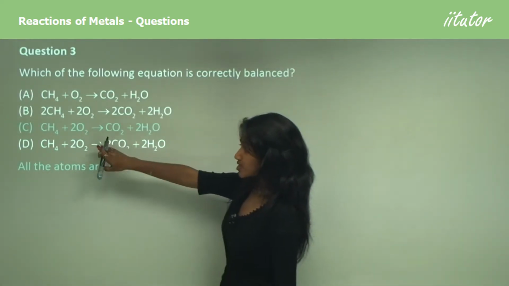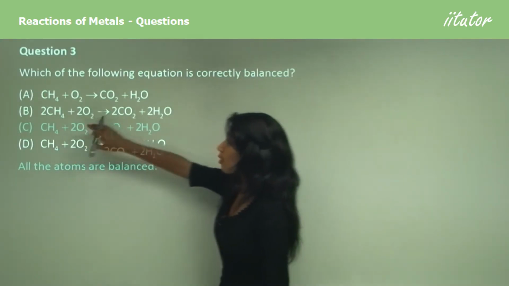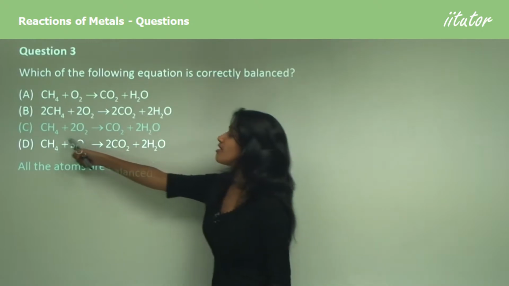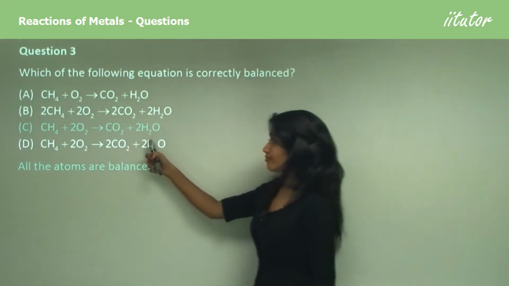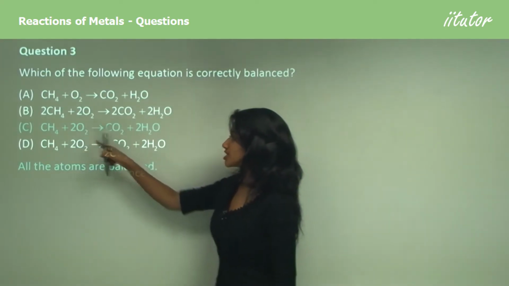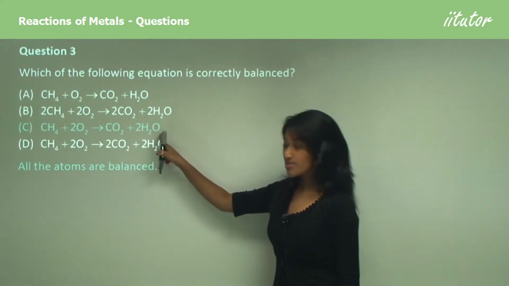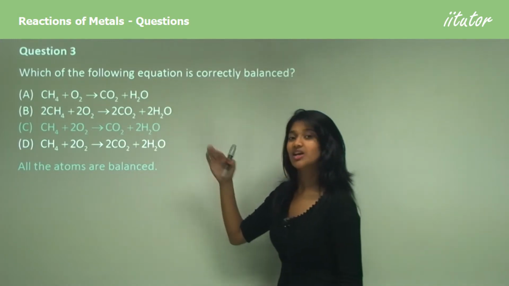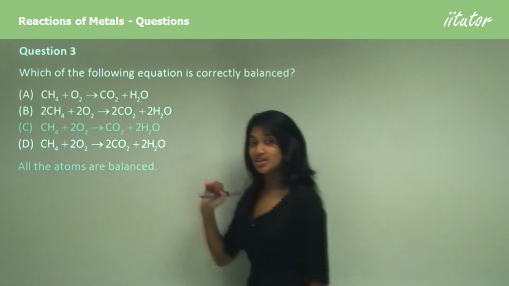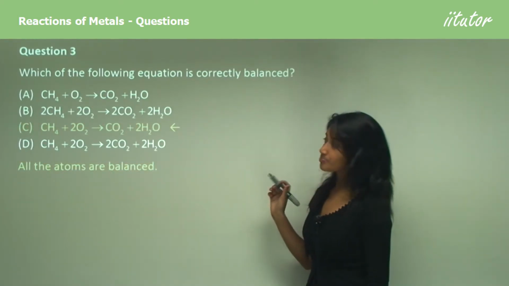So considering option C, option C has all atoms balanced. We have 1 carbon, 1 carbon, 4 hydrogens, and we have 4 hydrogens when you times it by 2. We have 4 oxygens, and we have 2 oxygens from here and 2 oxygens from here, giving us a total of 4 oxygens. So both sides it's balanced, making C the correct answer.